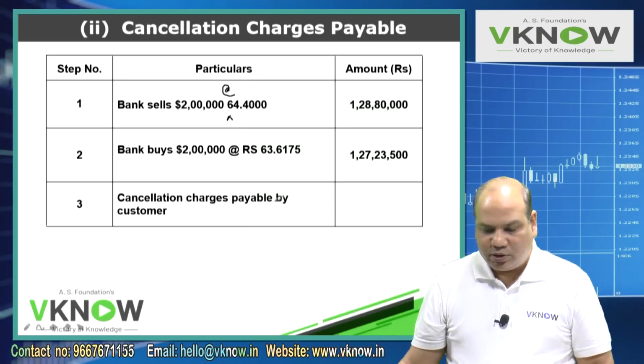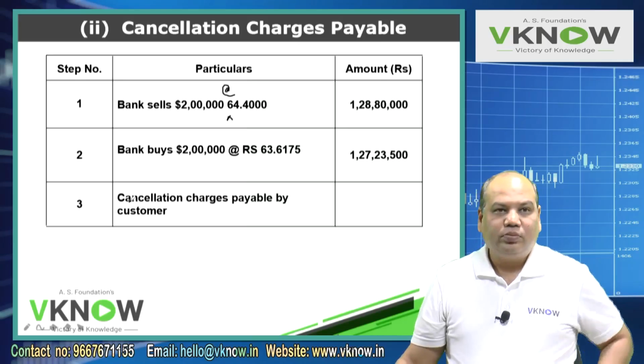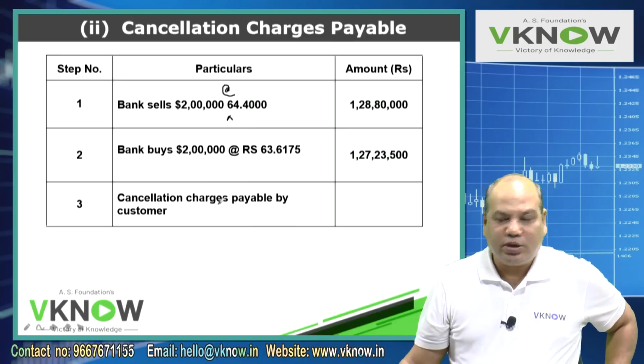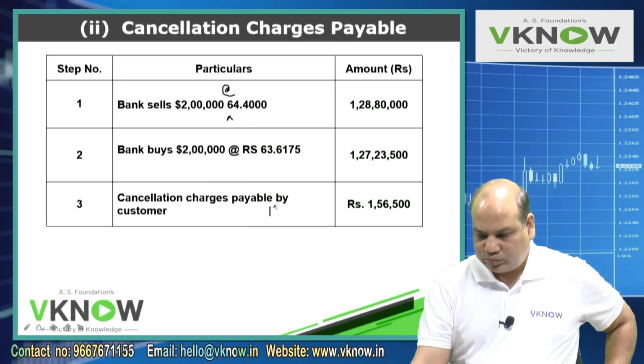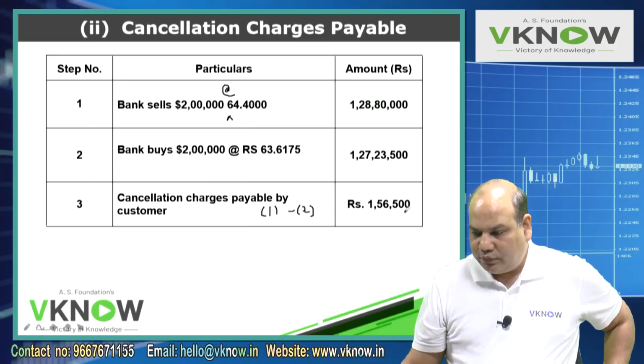Cancellation charges payable by the customer. A minus B, point number 1 minus point number 2. So this is 1,56,500.